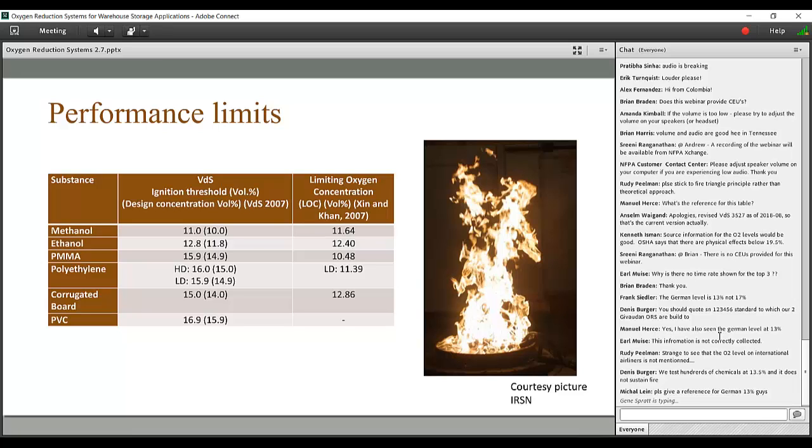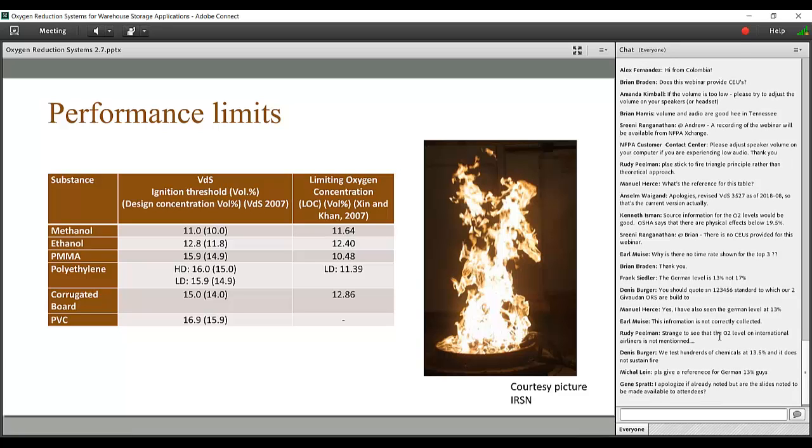However, if you look into the literature, for instance from Xin and Khan from 2007, around the same period, you see that these correspond quite well for the two liquids, but for the PMMA, the polyethylene, and the corrugated board, they're much lower. And that brings me to explain possible reasons for that.